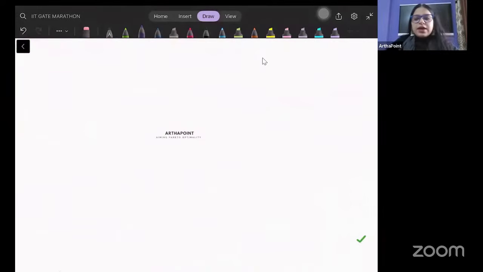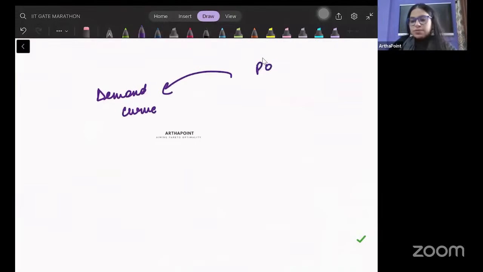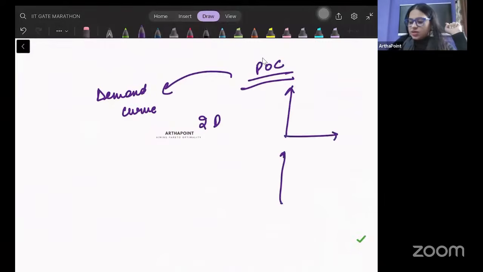Now all of us know that when we were deriving the demand curve, we derived it using the price offer curve. We used the POC. We plotted the price offer curve, then below it we plotted the demand curve. It was a 2D diagram. We did the upper part here and the lower part below. Right? This is what we have done to derive the demand curve.